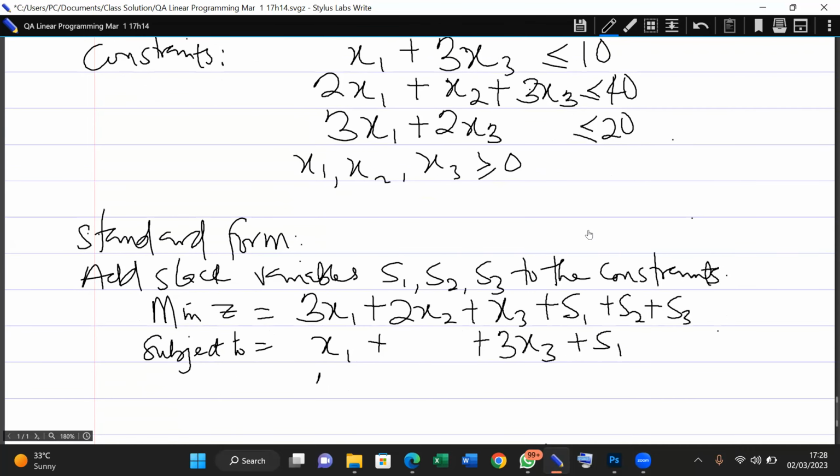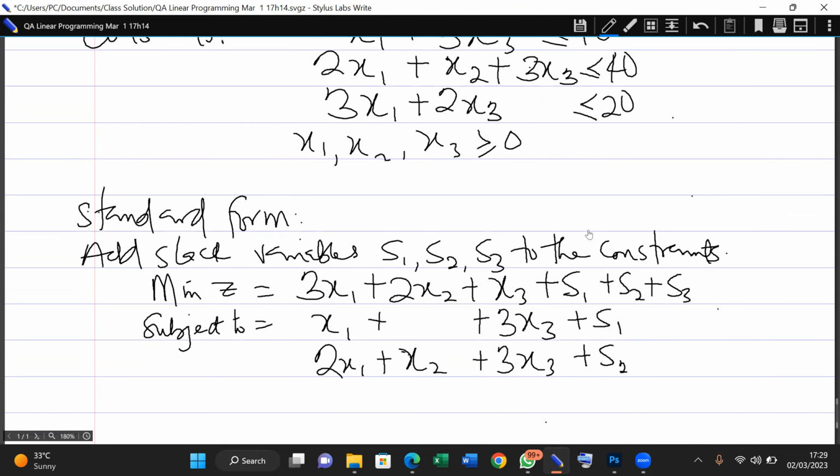The other one, 2x1 plus what? 2x1 plus x2, plus 3x3. Is that not so? Then this one takes S1, slack 1. The second one we take what? S2. Remember that this one completes.